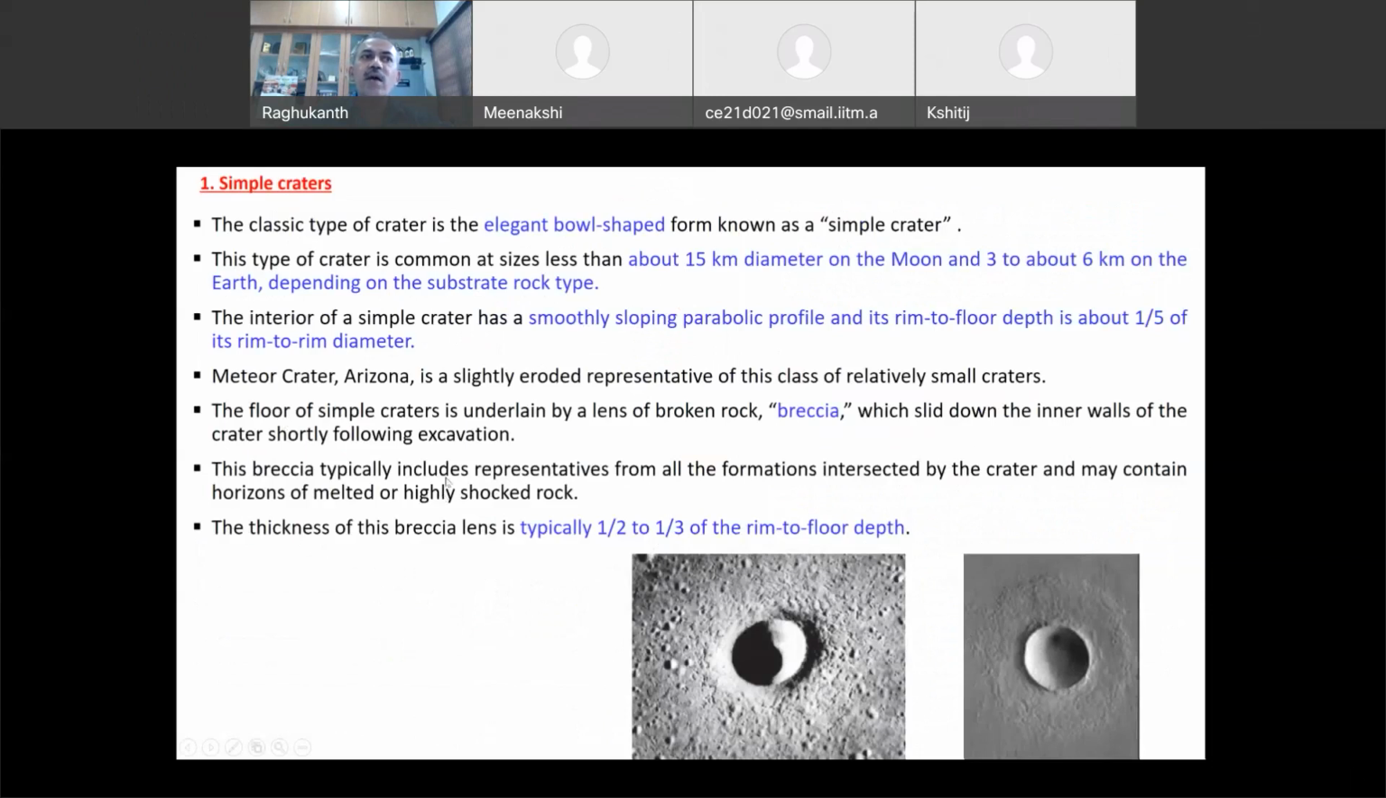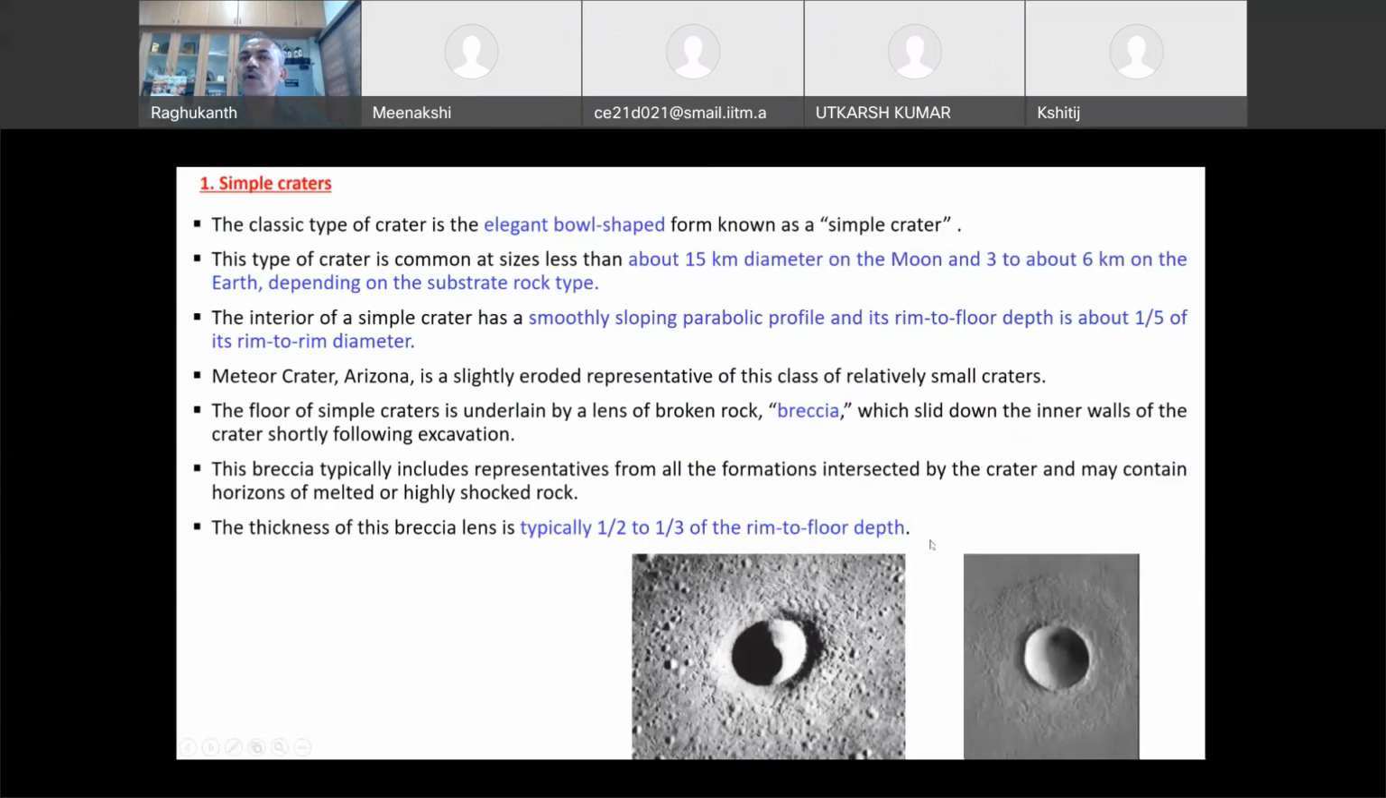Then this breccia, of course, includes a representative from all formations intersected by the crater, and may contain, say, horizons of melted or highly shocked rock itself. And the thickness of this breccia lens is typically half to one-third of the rim-to-floor depth itself. So the rim-to-floor depth is the same.